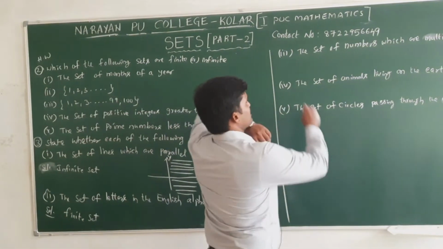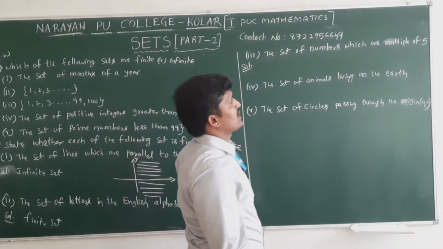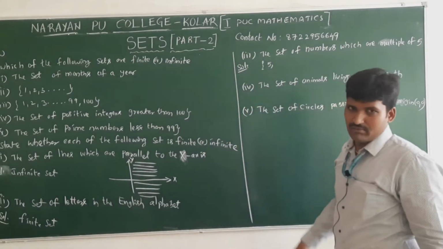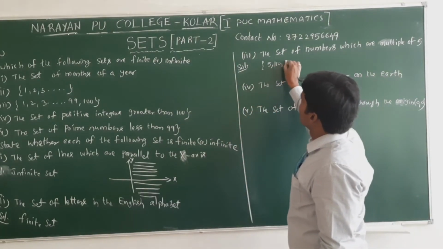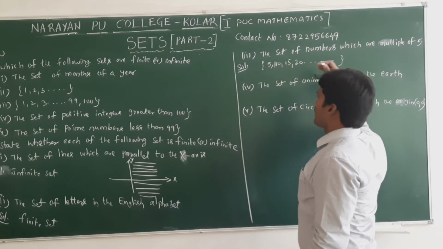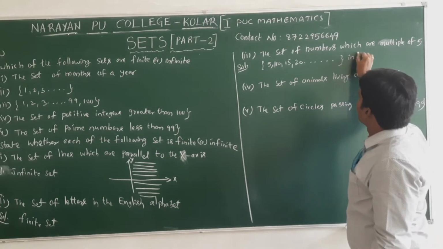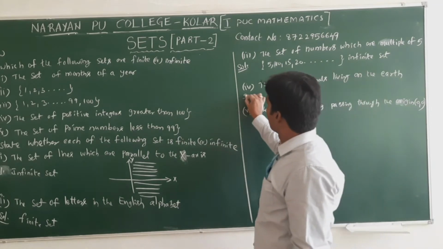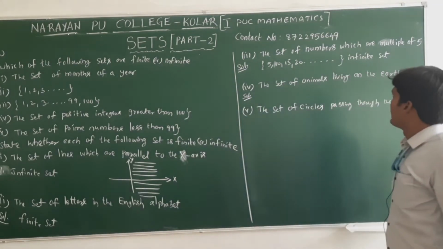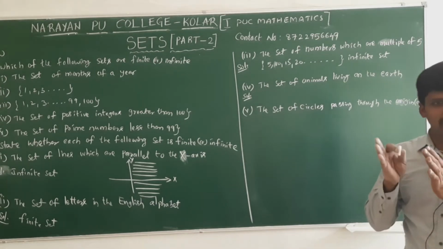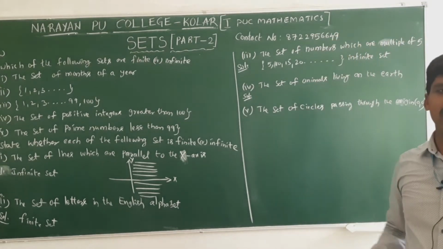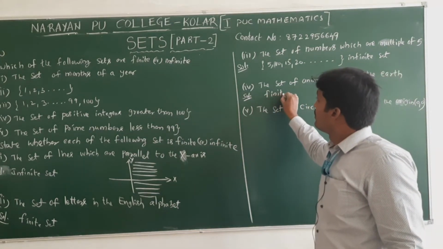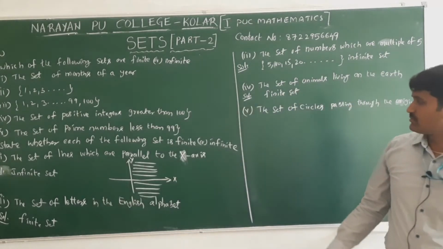Coming to the third one, the set of numbers which are multiples of 5. Multiples of 5 are what? 5, 10, 15, 20 and so on up to infinity. This is clearly an infinite set. The set of animals living on the earth. This is also clearly finite. Throughout the earth we can count the number of animals. This is also a finite set. It's not infinite.